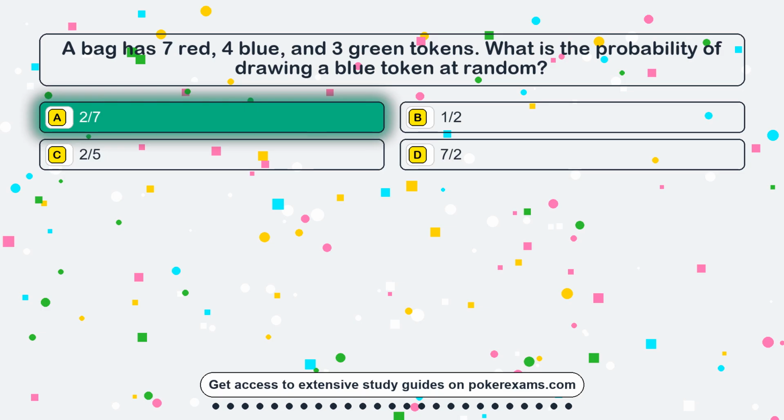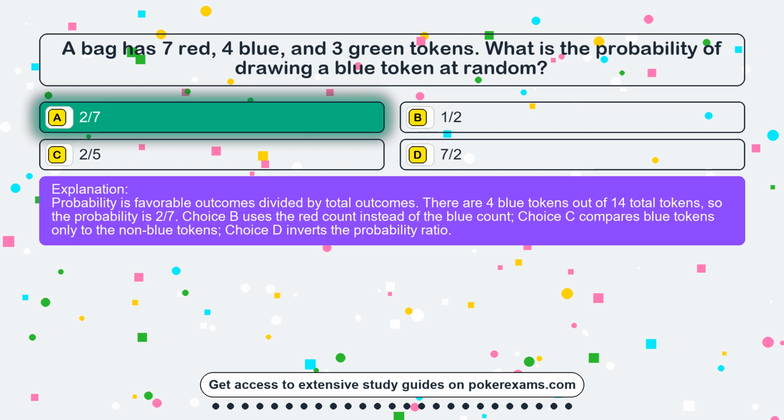The correct answer is option A, 2/7. Probability is favorable outcomes divided by total outcomes. There are 4 blue tokens out of 14 total tokens, so the probability is 2/7. Choice B uses the red count instead of the blue count. Choice C compares blue tokens only to the non-blue tokens. Choice D inverts the probability ratio.